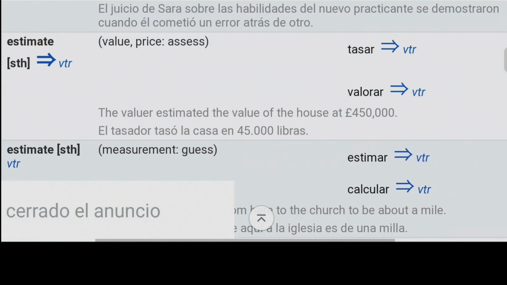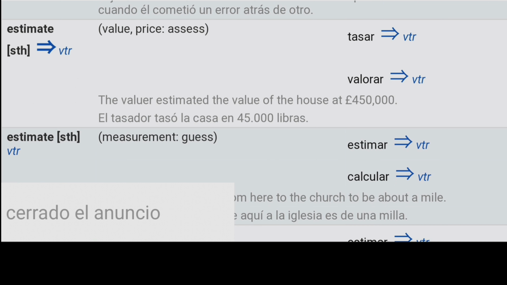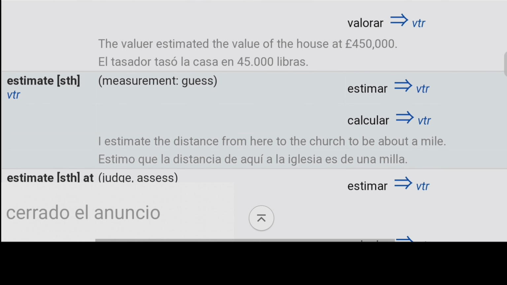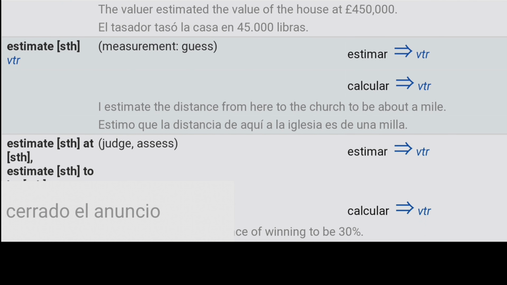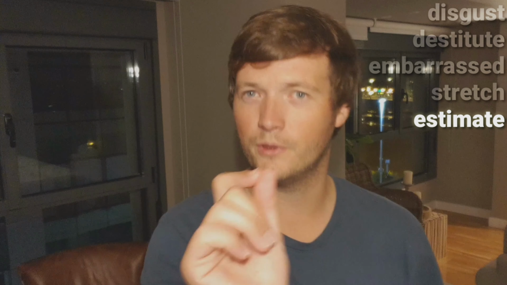But then we also have the verb. Do not confuse it. We spell the verb the same way. To estimate, we don't pronounce it the same. That is to tasar o valorar. No, to value, to give a price, to assess, to make an assessment. Also to estimate is a measurement, a guess, estimar, calcular. There are lots of other definitions of the word estimate. Estimate is a noun, estimate is a verb. Careful with the pronunciation. Careful with the word presupuesto.